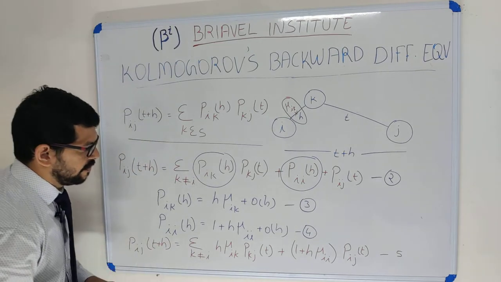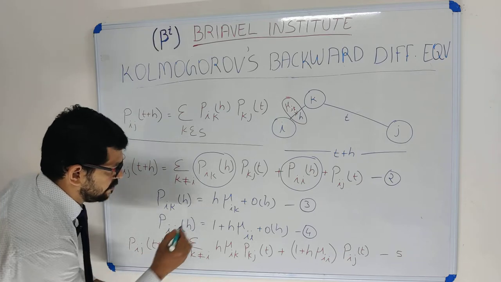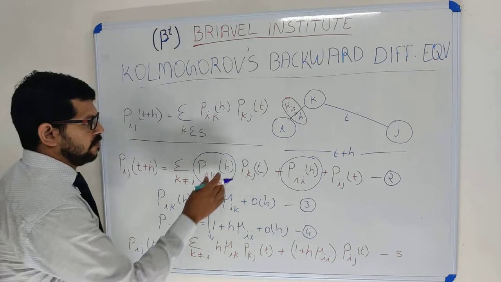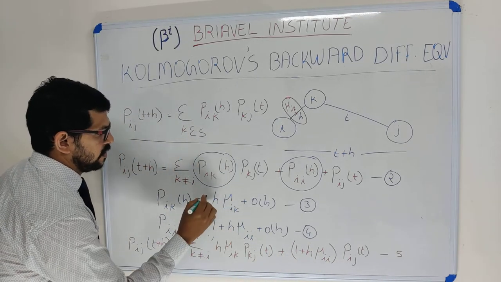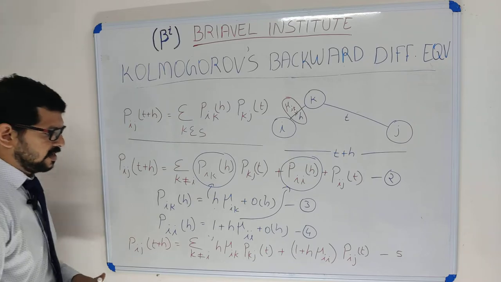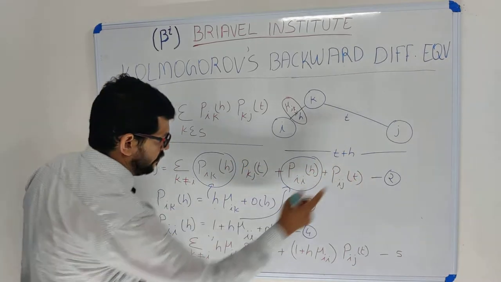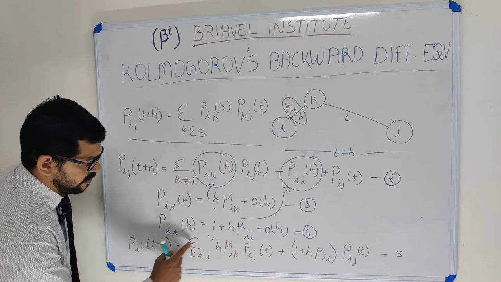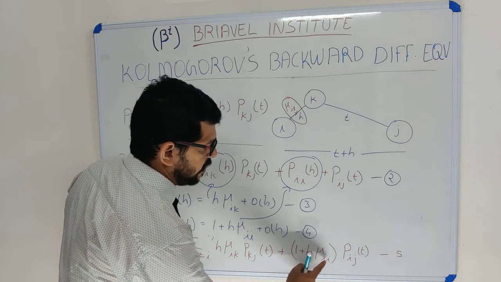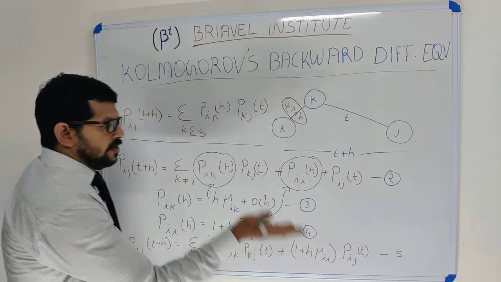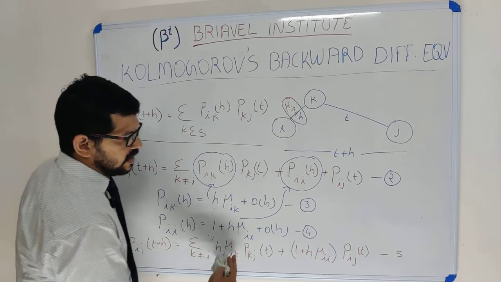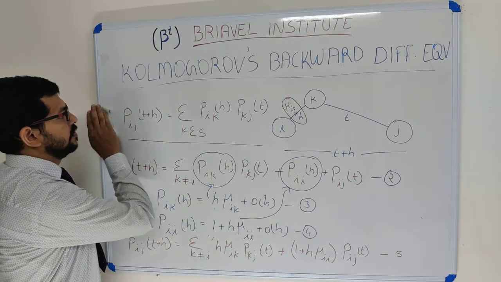5. What happened? We have substituted, this line is substituted here, this one is substituted here, and this equation is substituted here. Both equations are substituted in our equation 2, then we received P of ij t plus h is equal to sigma k not equal to i, h into mu ik P of kj t plus 1 plus h into mu ii P ij t. Now we are going to derive our backward differential equation. Our calculation is over, just a derivation we are going to do.